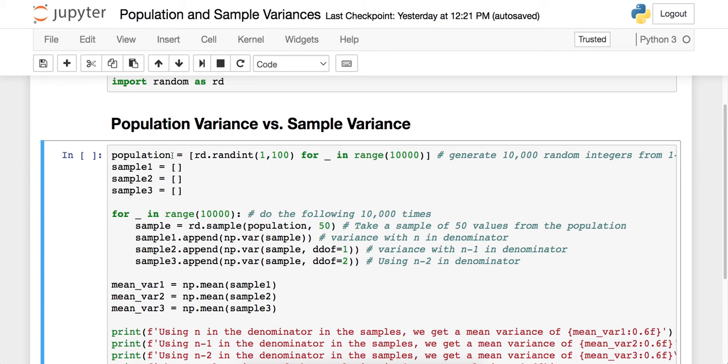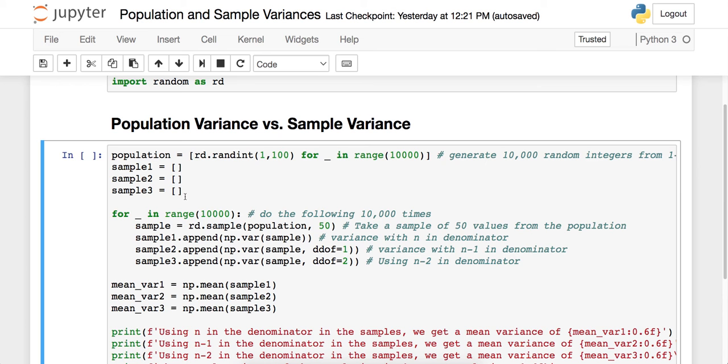For the population, we're going to generate 10,000 random integers between 1 and 100. That'll represent our population, which is a fairly decent population of 10,000. And then I have these empty lists for sample 1, sample 2, and sample 3. Sample 1, I'm going to populate with variances where I just divide by n for each sample. Sample 2 will be variances where we divide by n minus 1 for each sample. And then sample 3 will be n minus 2, just so you can see that one as well.